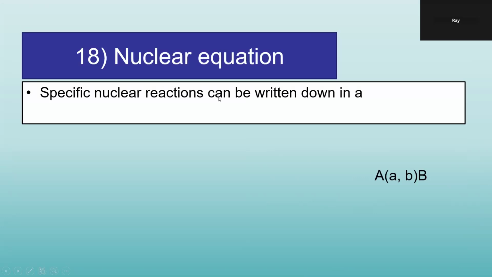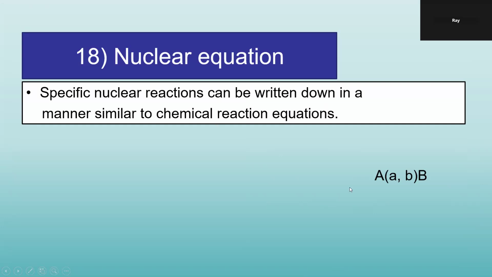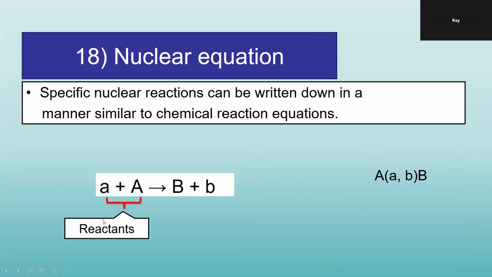A specific nuclear reaction can be written down in a manner similar to a chemical reaction equation. That is a short form. That's your nuclear equation. We follow from chemistry: reactants at the beginning, product at the end. This is the product, that's the reactants.